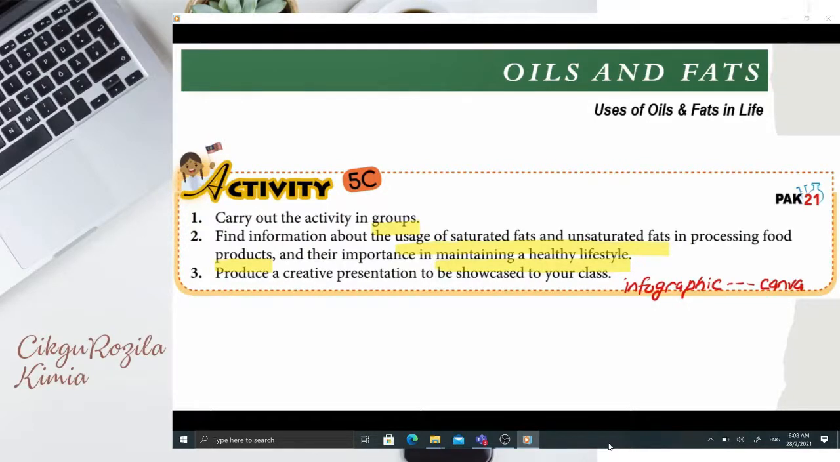Okay. And their importance in maintaining a healthy lifestyle. So later you will see why people say eating potato chips is not good. What else do we often eat, processed food, fast food, okay, like burgers, nuggets. So take a look at the quantity or percentage of saturated fats and unsaturated fats. Okay. So you may produce a creative presentation to be showcased to your class.